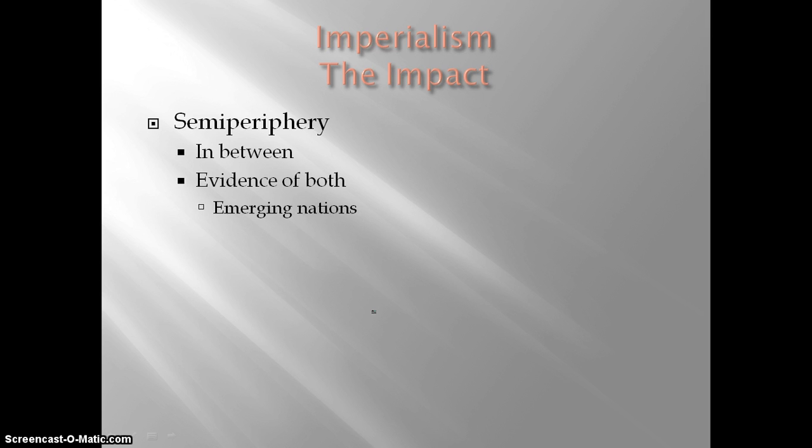And we can describe them in a lot of different ways. We can call them emerging nations. We can call them developing nations. You can call them lots of different things. Now, when we talk about the semi-periphery, their primary economic activity is going to be focused on the secondary economic activity, so manufacturing.